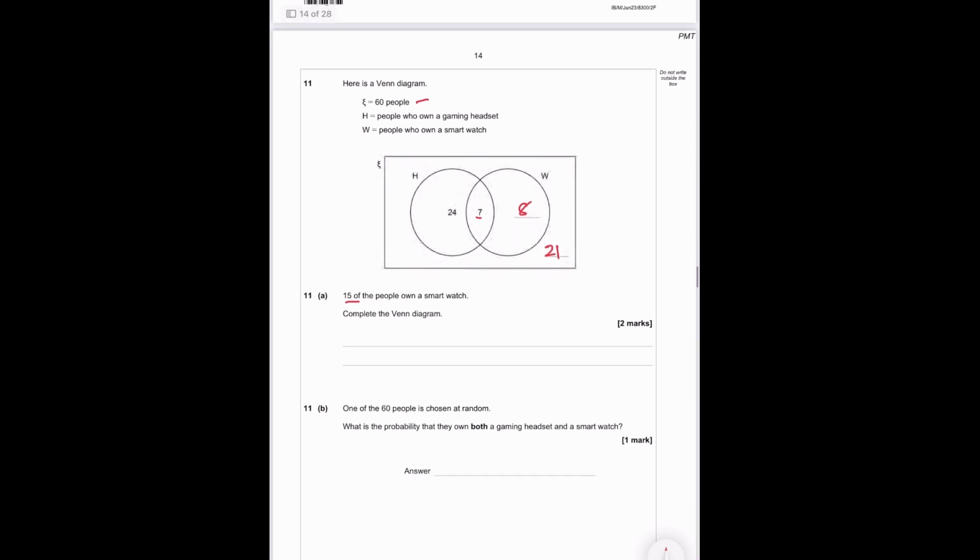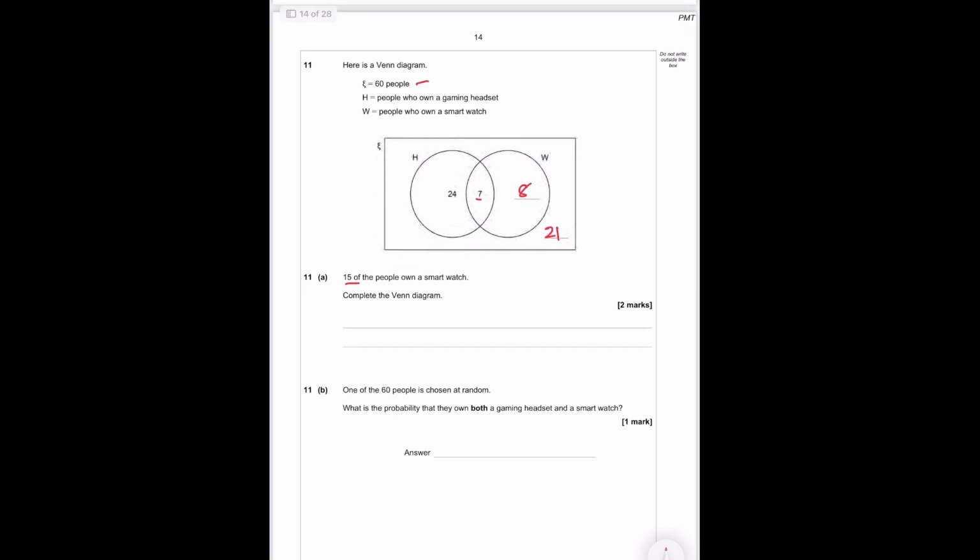One of the 60 is chosen at random. What's the probability they own both a gaming headset and a smartwatch? So that's the middle bit there. So that is 7 out of 60.